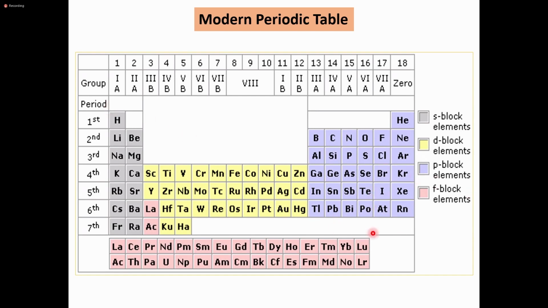But the point is how these lots of elements are classified into these 4 blocks, how the groups and periods came, how the s block, d block, p block, and f block came, and according to which properties these elements have been classified and arranged. That is interesting, and for that we first have to know the history of this periodic table.